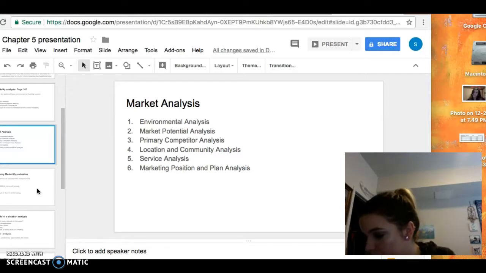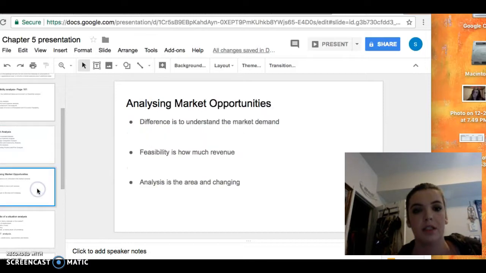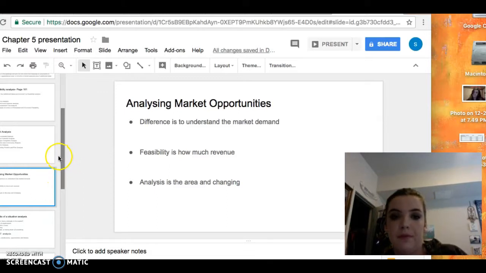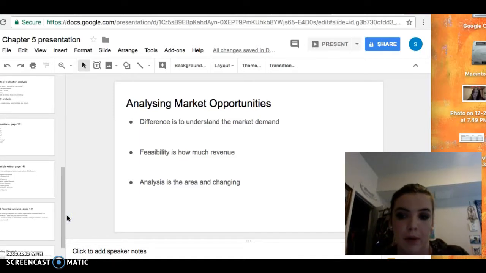And then last, how can the new business carve a niche for itself in the potential market? And what are the keys of marketing the new business? For us, we strive to be the friendliest and cleanest hotel. So we want to make sure we're holding a standard for our housekeeping and make sure all the staff are very friendly and very accommodating to guest needs. Next, we're talking about analyzing marketing opportunities. So the difference is going to be to understand the market demand. Feasibility is basically how much revenue is being brought to the business, and then analysis is the area and changing.